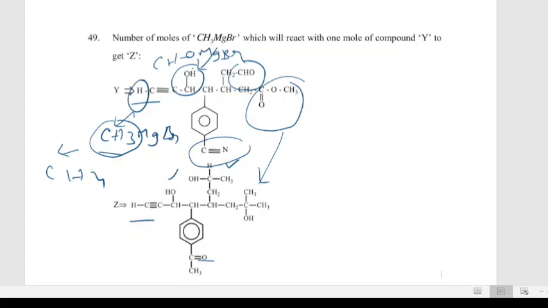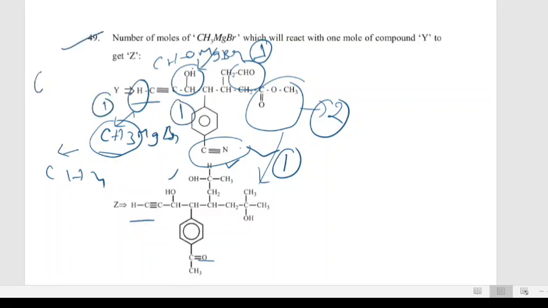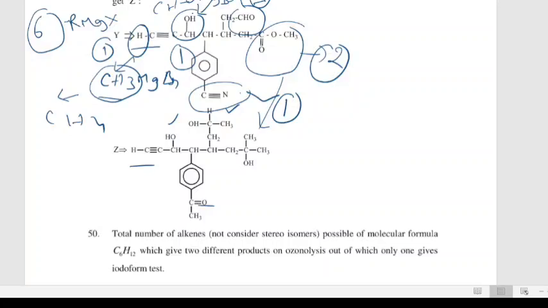And here ester group is there. Ester readily requires 2 moles of Grignard's reagent, and the cyanide to COCH3 also requires 1 Grignard's reagent. So 1 plus 2 plus 1, 4, and here 5, and then here 6. So for this the answer is 6 moles of Grignard's reagent or MgX are required for 1 mole of the compound Y to get the Z. Right? Next one.